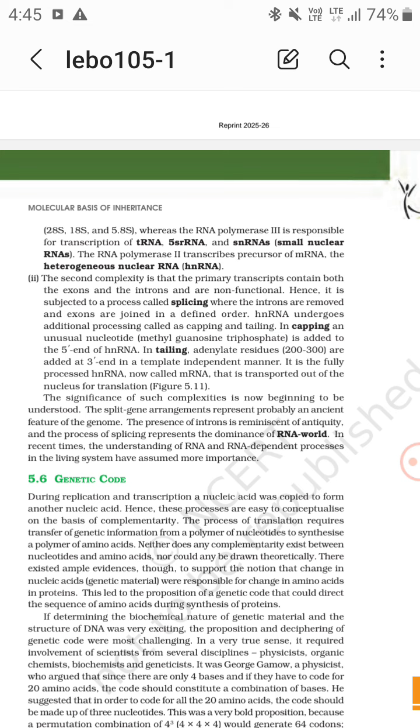Now the significance of such complexity is beginning to be understood. This split gene arrangement probably represents an ancient feature of the genome. The presence of introns is reminiscent of antiquity, and the process of splicing represents the dominance of the RNA world.